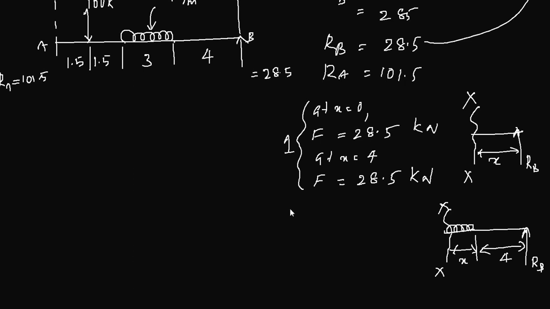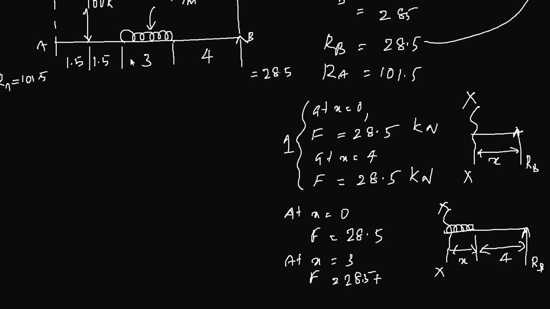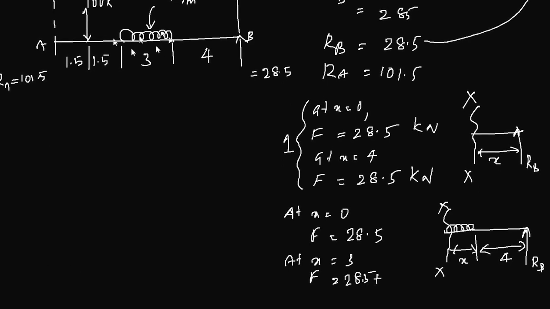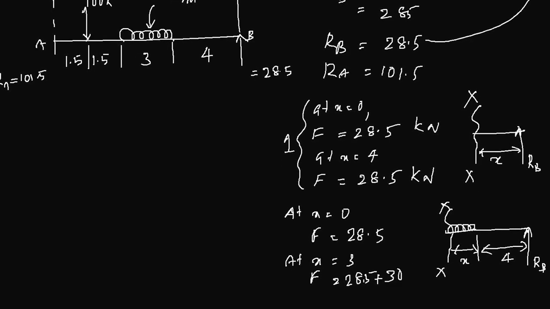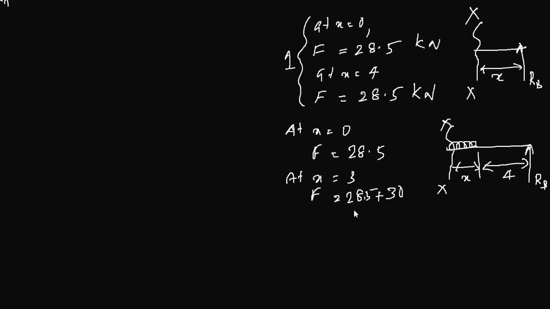Now at X equal to 0, again the force is 28.5, which is carried over from here, and at X equal to 3 the force is 28.5 plus the total load of this UDL, which is 30. So you will have a total of 58.5.